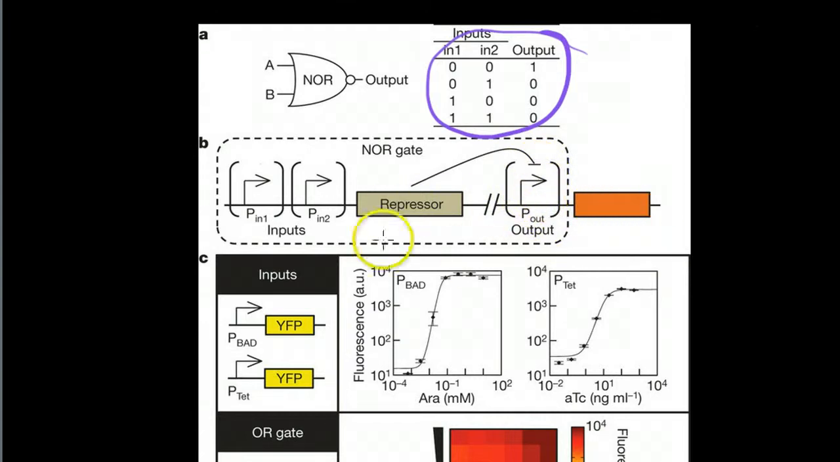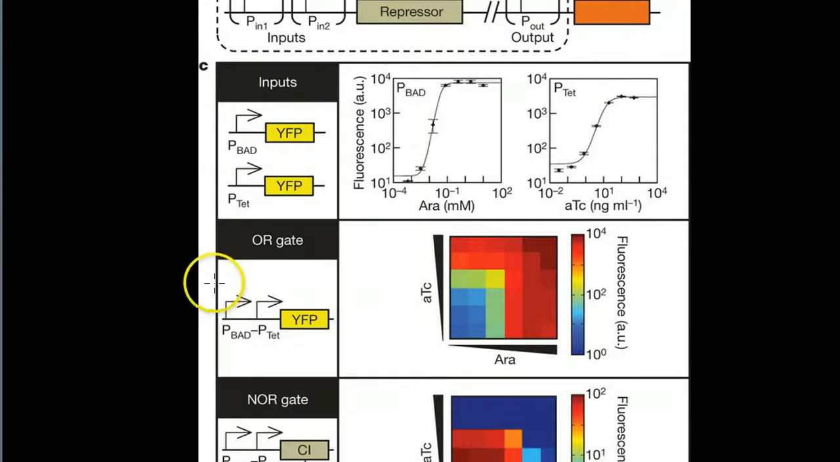Figure 1C describes the stepwise construction of an OR gate, with PBAD and PTET as the input promoters and yellow fluorescent protein as your output gene. Now, PBAD is activated in the presence of arabinose, which is here, ARA, and PTET is activated by anhydrotetracycline, or ATC, which is right here.